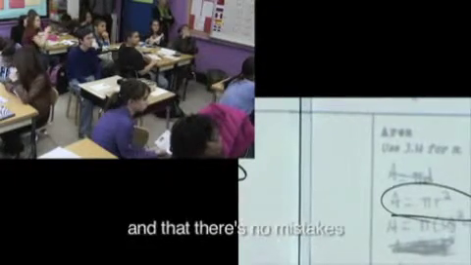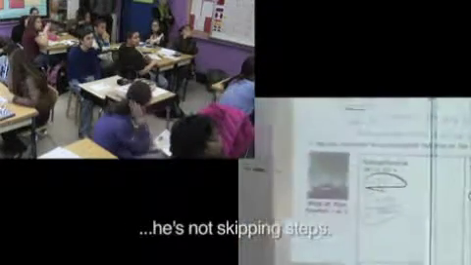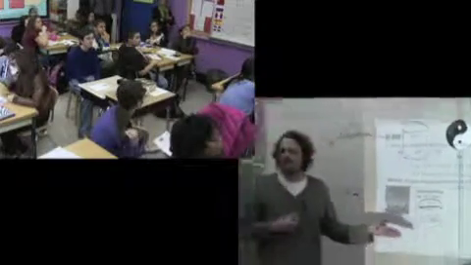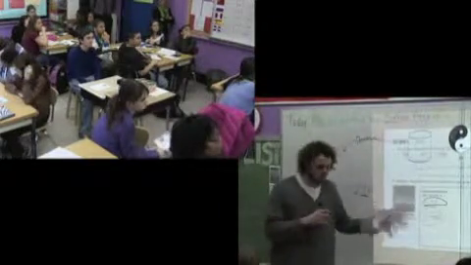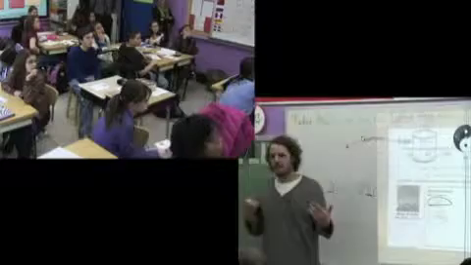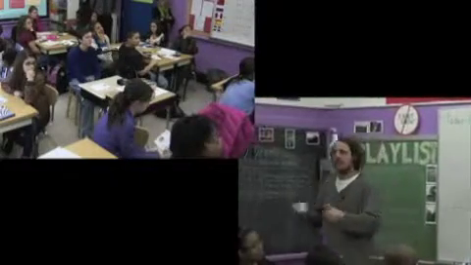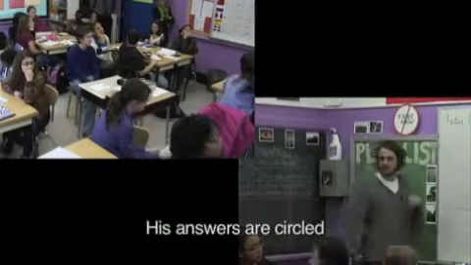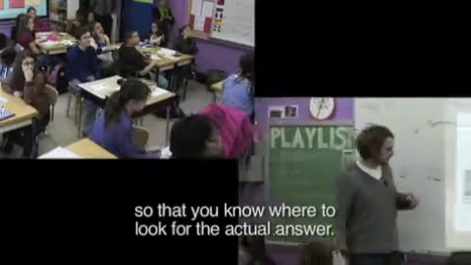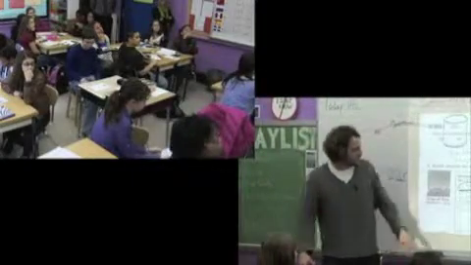What else do we like, Corinne? I like how it's organized and that there are no mistakes put on these non-skipping steps. Absolutely. Did any of you have to do a double take, like, what does that say? No, it's very neat and organized. It's clearly stated. Very good. Taylor, what else? His answers are circled so that you know where to look for the actual answer. Answers are circled. You can circle that one.